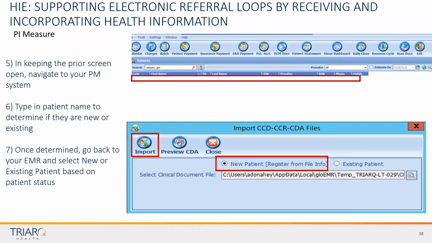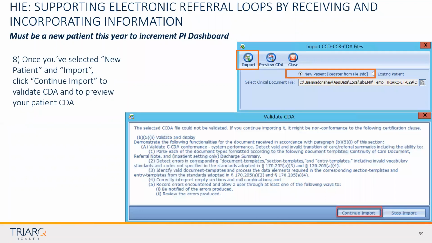Our system will also tell you after you've gone through all of this if they're new or not. But it's always nice to save us a couple of seconds if we can to determine if they're new or existing. So let's go ahead and say, all right, new patient, register from file info. Once I do that, I'm going to select import. And then it'll ask me to validate my CDA again. And of course, I want to say, yep, let's do that, and let's continue our import.